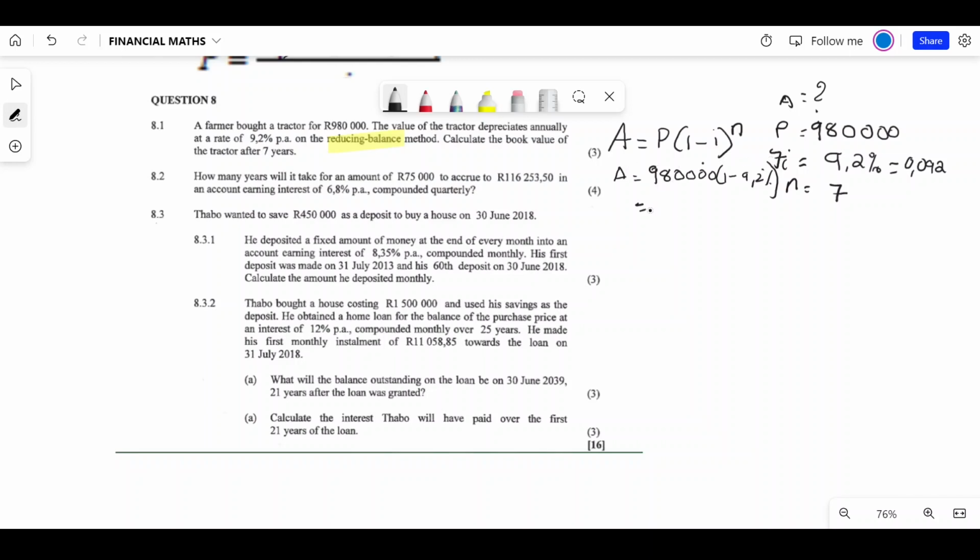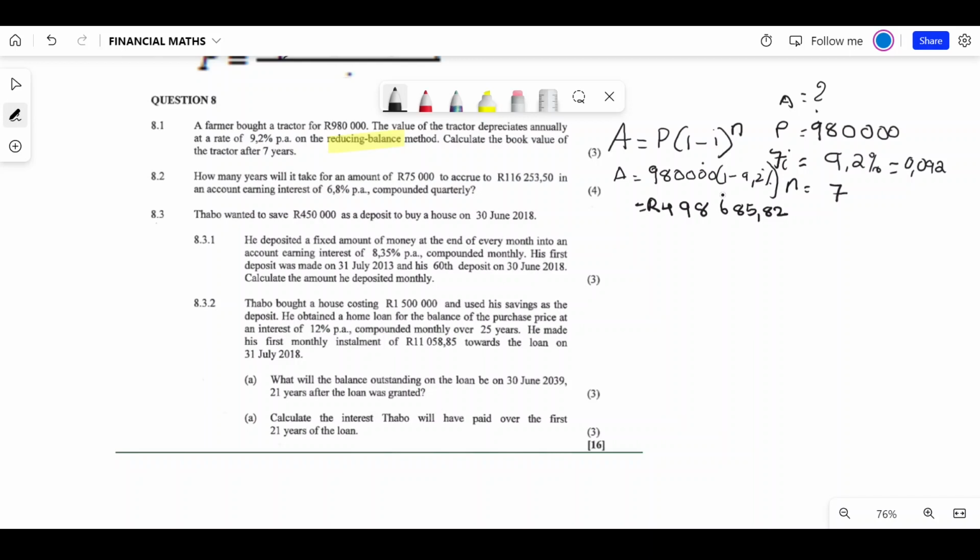So this is the final answer. I have written the answer here. So let me write that value. It's going to be 498,685.82. That is the answer. So you have already seen now that a tractor that was bought for 980,000 became 498,685.82 because it was depreciating for 7 years.